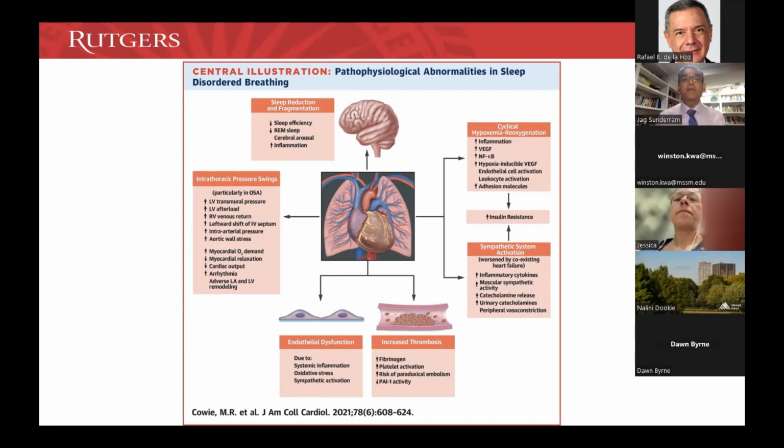And so all of these clearly suggest that there is significant potential cardiovascular risk as a result of these repeated events. In addition to the direct mechanical pressure swings and sympathetic activation, there's also direct evidence of endothelial dysfunction due to systemic inflammation, the oxidative stress from the repeated intermittent hypoxia, and also increased concern for thrombotic events with activation of platelets and the coagulation pathway. So there's good biological plausibility for concern regarding cardiovascular risks as a result of these repeated obstructive apneic events.